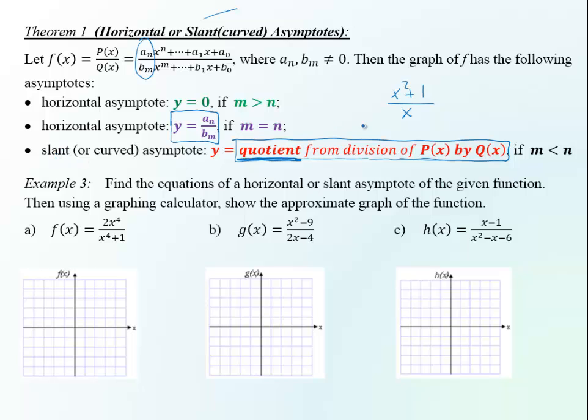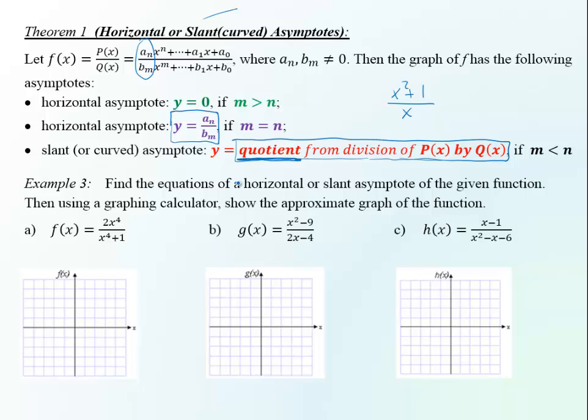It will be slant if the quotient is a linear polynomial. That means if the degree of the numerator differs just by 1 from the degree of the denominator. Okay, so those are the rules, quite important rules to remember. Let's apply those rules and find equations of either horizontal or slant asymptotes for the given function.